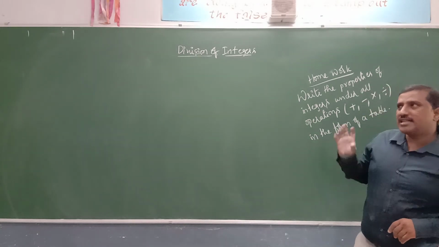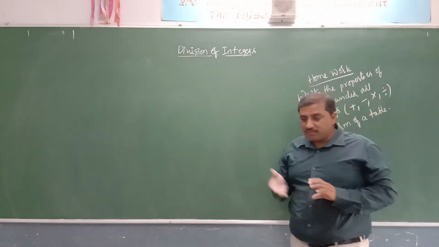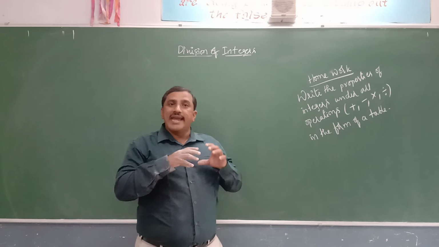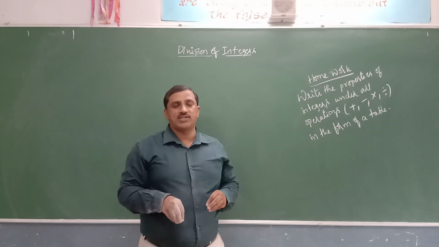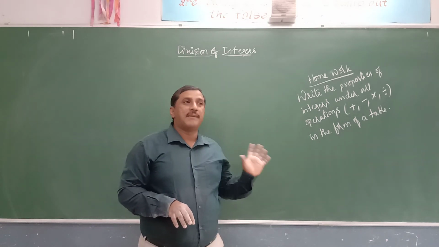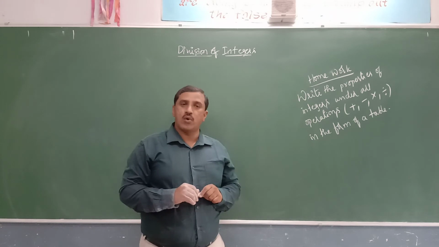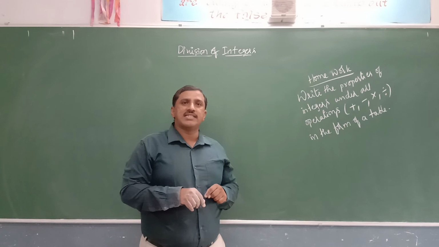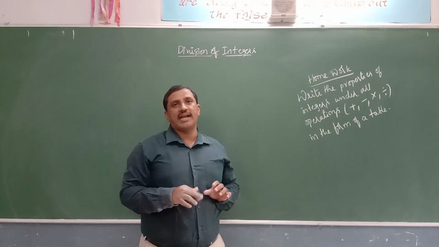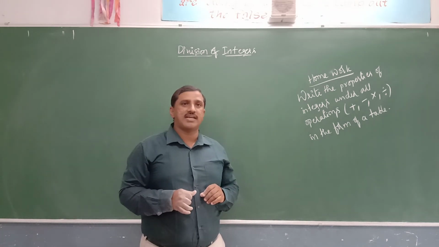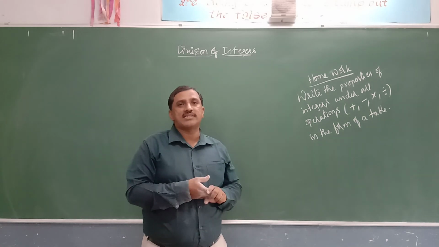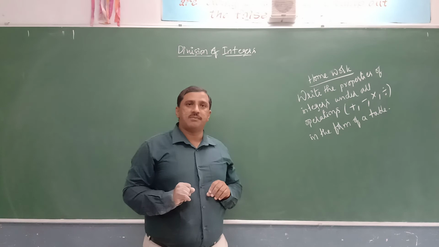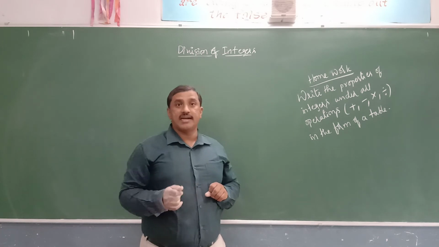Similarly, for one positive integer and one negative integer: when we divide a positive integer by a negative integer, ignore the signs, divide the numbers as whole numbers and put the minus sign before the quotient. Similarly, when we divide a negative integer by a positive integer, also ignore the signs, divide the numbers as whole numbers and put the minus sign, that is, the negative sign.